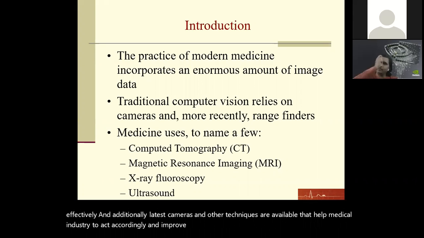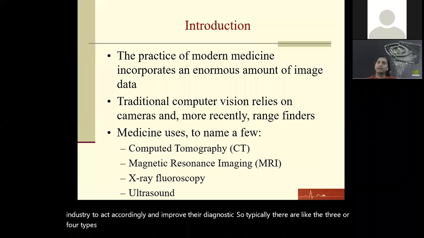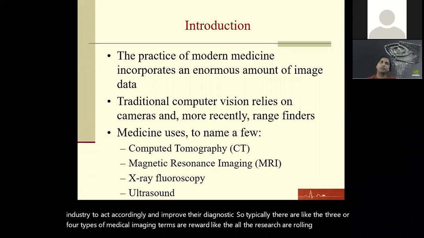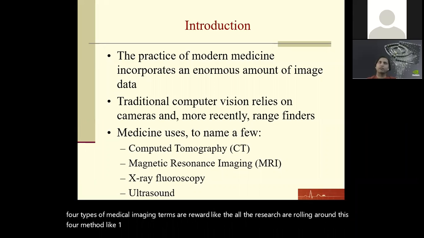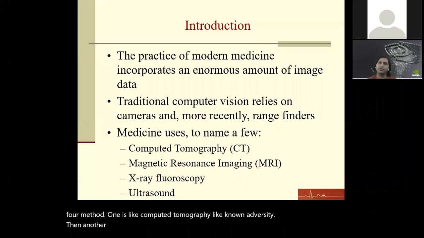So typically there are four types of medical imaging modalities that have evolved. All the research revolves around these four methods. One is computed tomography, known as CT. Another one is MRI, magnetic resonance imaging. And then X-ray fluoroscopy, and then ultrasound.